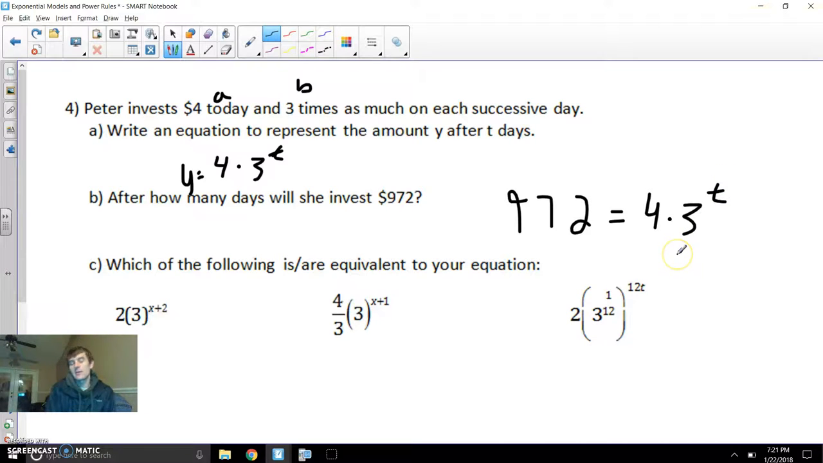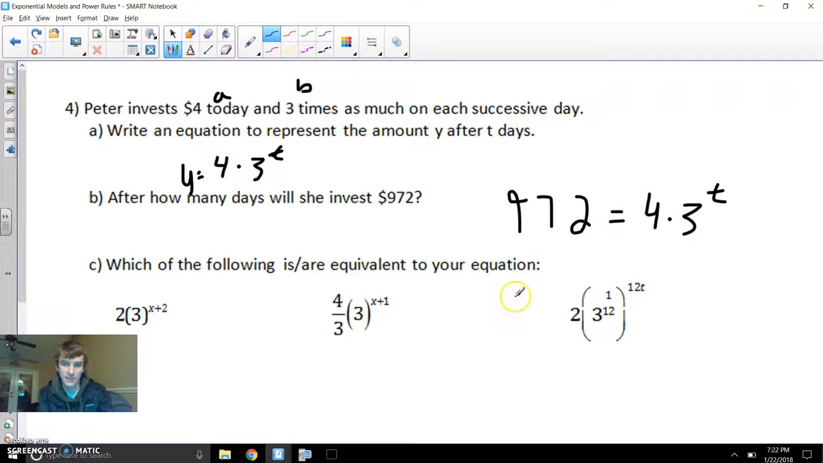Now maybe it's hard to think about where to put that value, but if you think about it, the dollars is the Y, that's the outcome. And T is definitely not time, it's dollars, so it can't be T, that's days. It can't be $972 days, it doesn't make sense. So it has to be in the other place. So let's solve this by dividing by 4.